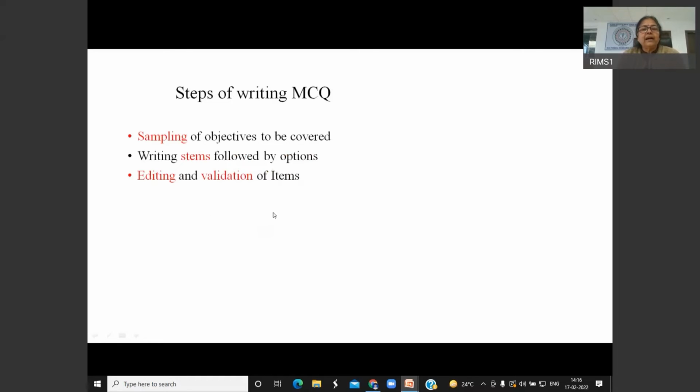But before that, we should see what the steps of writing an MCQ are. When we say it should address important content, then obviously we need to sample the content: what will be asked, where it will be asked, and how it will be asked. So sampling of the objectives to be covered is the first step for writing any MCQ. Mostly blueprinting, or a 2x2 table, is used for this sampling purpose. Then we write stems followed by options, and after this is written, the whole set of questions with options is edited and validated by an expert team.